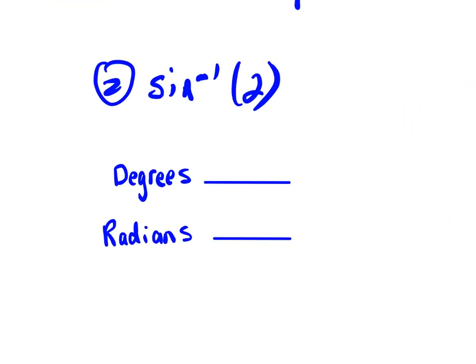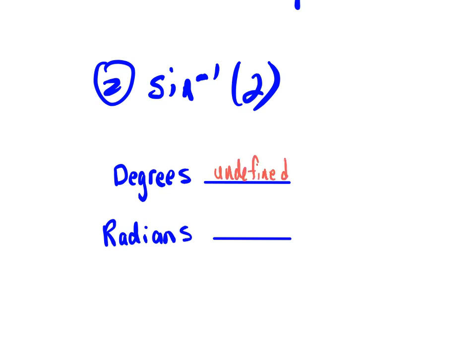We're going to do the inverse sine of 2 in radians and degrees. So I'm going to make sure if you're in degrees, we're answering in degrees. So I'm going to hit second sine 2 and hit enter, and I get math error. So that would be undefined, which is okay. You're allowed to get that.